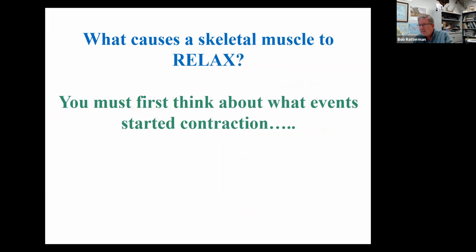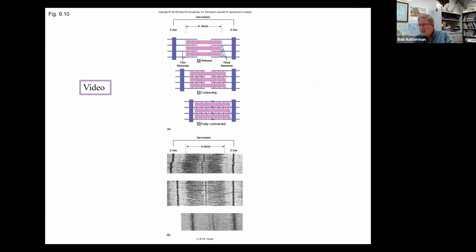And so you're going basically from here upward now during relaxation. That's because you've removed the calcium from the troponin by actively pumping it back into the SR, because you got rid of the acetylcholine back at the neuromuscular junction.